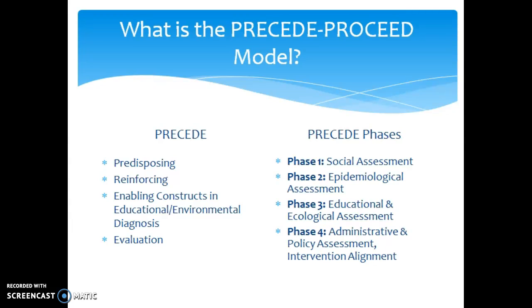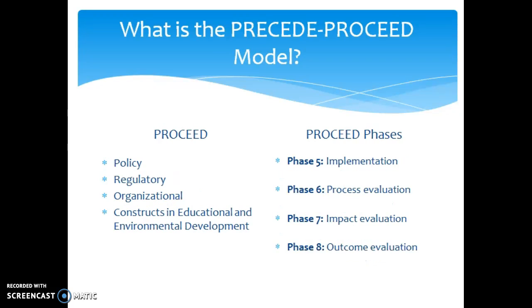Phase 3 is the educational and ecological assessment. This is where we identify the predisposing, enabling, and reinforcing factors that can affect behaviors and attitudes. We'll also address environmental factors that were identified in phase 2 of the model. Phase 4 is the administrative and policy assessment and intervention alignment. In this phase, we identify the administrative and policy factors that influence what can be implemented.